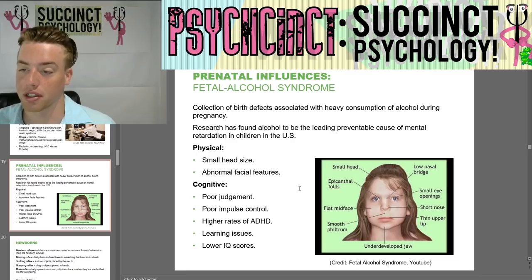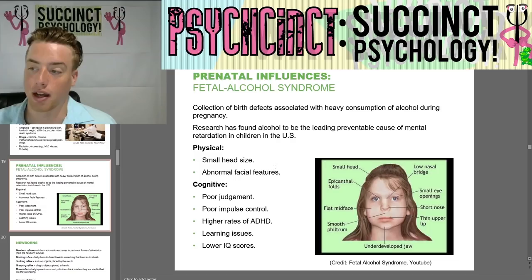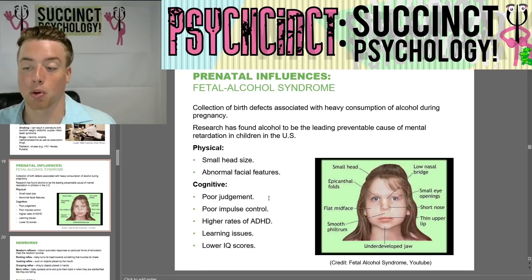So physical effects: small head size, abnormal facial features, so see low nasal bridge, small eye openings, short nose, thin upper lip, underdeveloped jaw, smooth philtrum, flat midface, epicanthal folds. So this is fetal alcohol syndrome from YouTube. Now again, those are the physical side effects. Now cognitive could be poor judgment, poor impulse control, higher rates of ADHD, learning issues, and lower IQ scores.